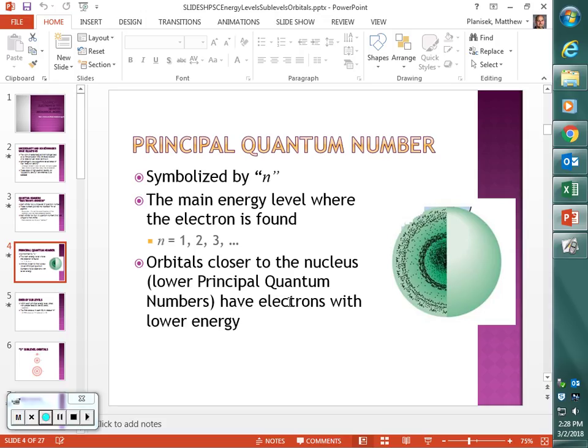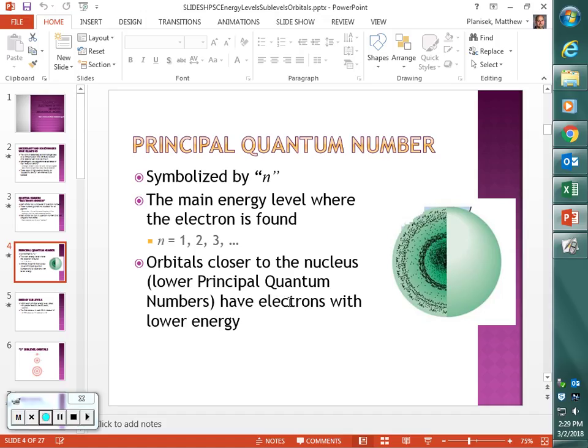Notice principal is P-A-L, not P-L-E. We use the lowercase letter n to represent the principal quantum number. The principal quantum number, like it says, is the main energy level where the electron is found. So we start with principal quantum number 1, then we go up to 2, then we go up to 3.